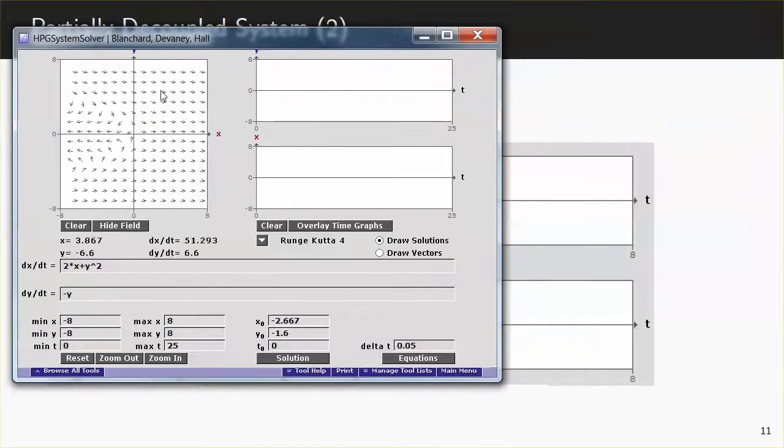If you want to play with the HPG solver, if you just put this in and put that in, you can see the vector field there, or the direction field rather. And we can start at 3, 2, and hit the solution. And that would be the one that we solved for. The y shrinks down, the x blows up, and it goes off that way.